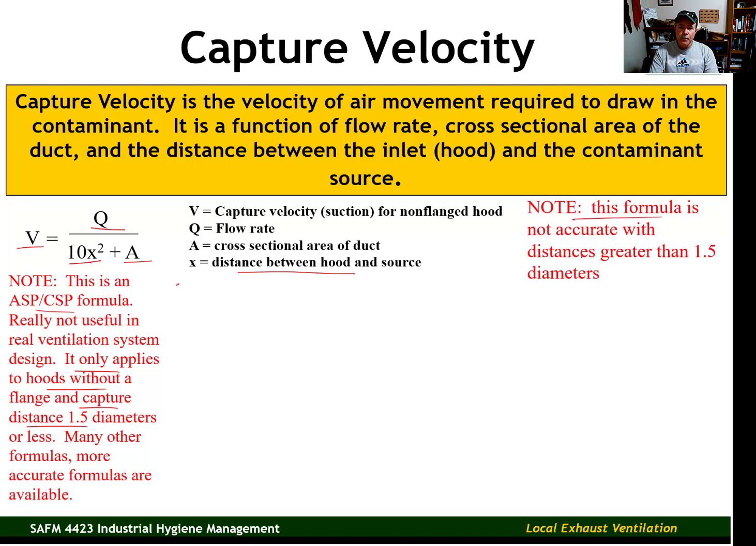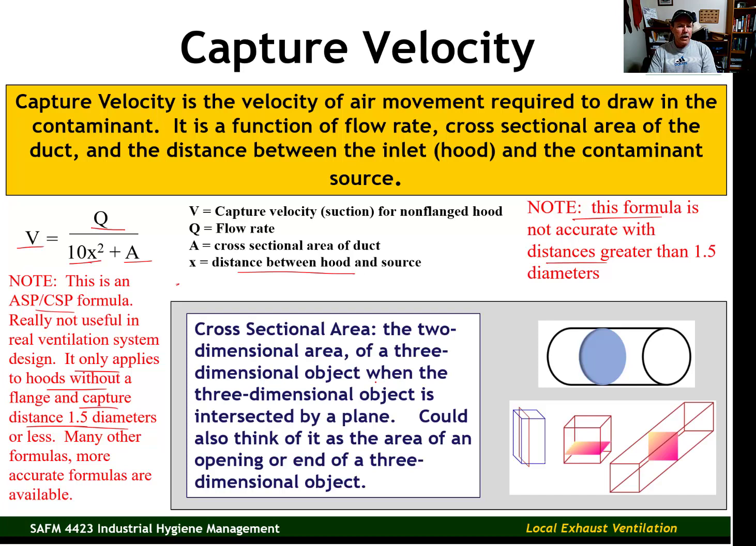Another note, well, I already mentioned this. It's a repeat of the note we have here. It's only accurate with distances less than 1.5 diameters. It's not accurate if the capture distance is greater than 1.5 diameters.